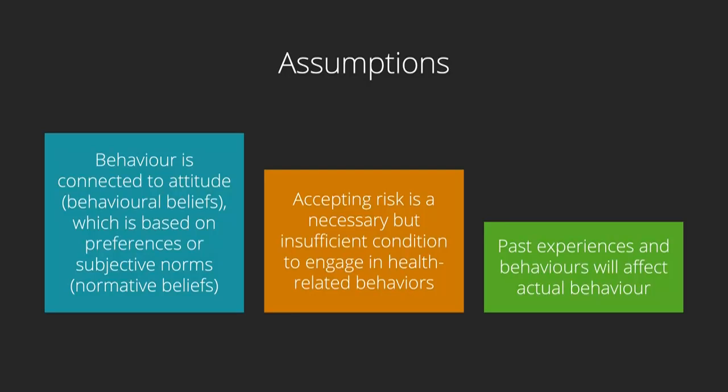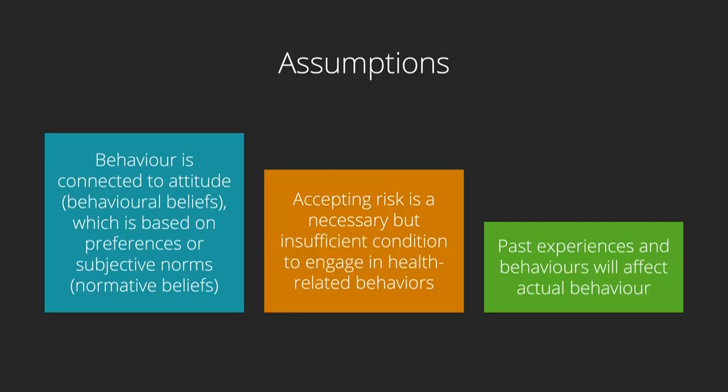Looking at different models, we can briefly summarize them on the following assumptions. Behavior is connected to attitude, which is based on preferences or subjective norms. For example, anti-vaccine parents present a negative attitude towards immunization programs, which is based on their own preferences and subjective beliefs, which are not based in science or objective knowledge.